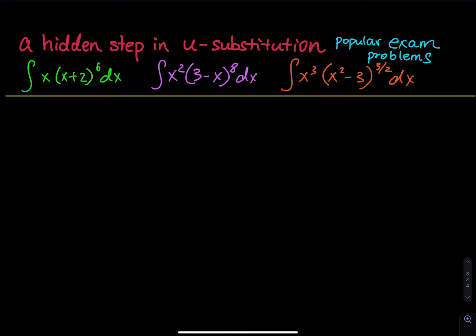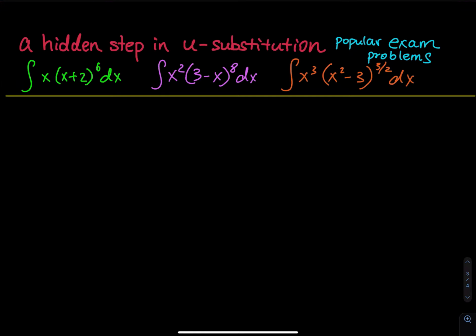This is my favorite u substitution problem because there is a hidden step. The hidden step is easy to get to, but if you don't have this kind of experience, especially on exams, you will be sitting on your chair and feeling hopeless. Right, let's get straight to the problem.